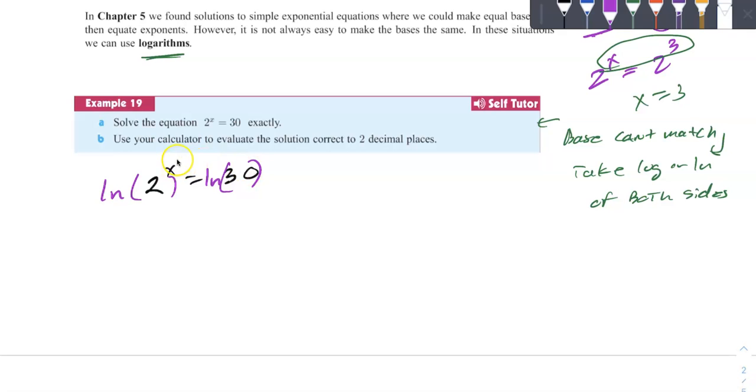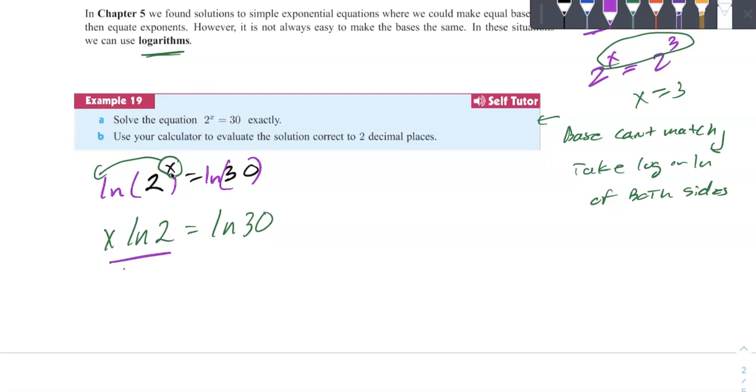What does that let you do? Well, this is a power. And remember, one of our rules is if you have a log of a power, you can write that power in front. So x natural log of 2 equals natural log of 30. Like that. Then we just divide both sides by natural log of 2, and we get x = natural log of 30 over natural log of 2.